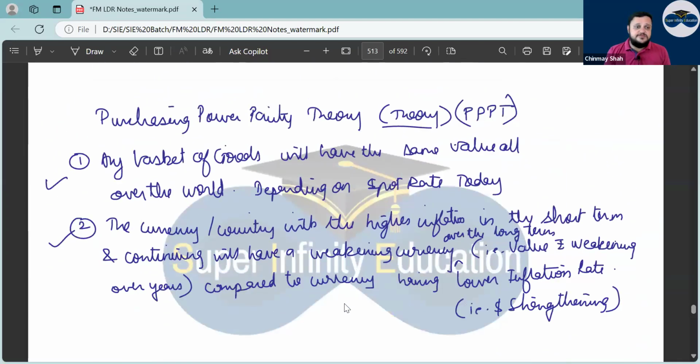Purchasing power parity. Theory is very important. Any basket of goods will have what? Same value all over the world, depending on spot rate today, right? The currency or country with the higher inflation in the short term and continuing, right, will have a weakening currency over the long term, correct? Value of rupees weakening over years compared to currency having lower inflation rate, that is dollar strengthening.